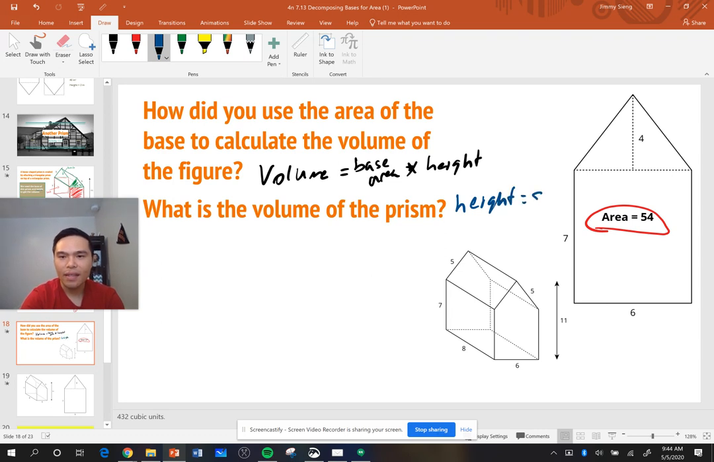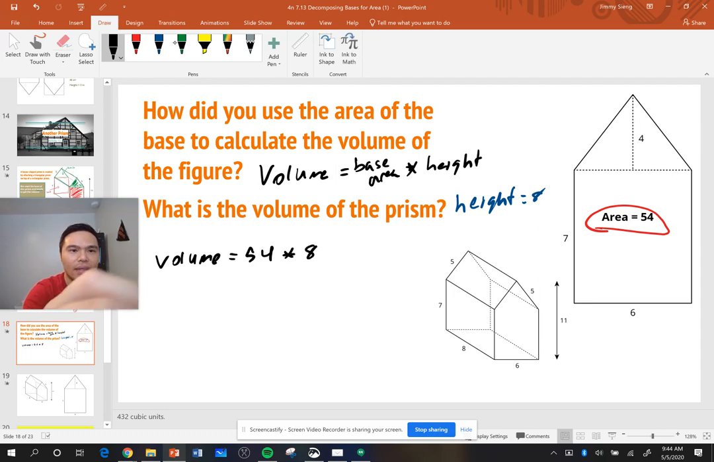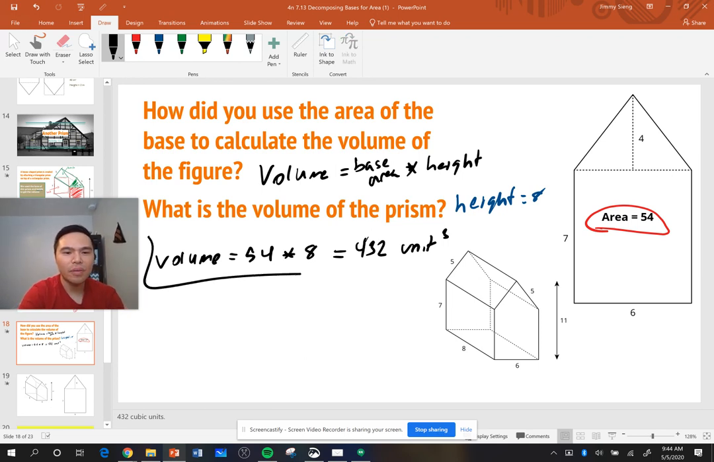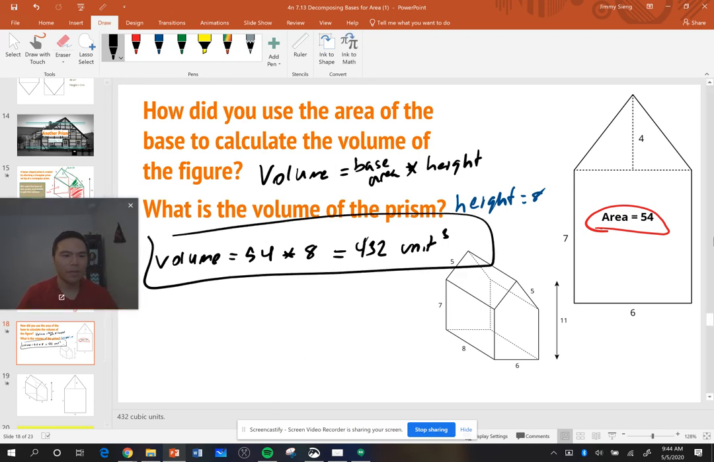So now for the volume of the prism, I know my height to be 8. So now it's easy. The volume is equal to your base area, which is 54, times your height. What does that give us? Let me use my calculator. 54 times 8 is 432. 432 units to the third power. That means volume is in units to the third power. So it's 432. All right.